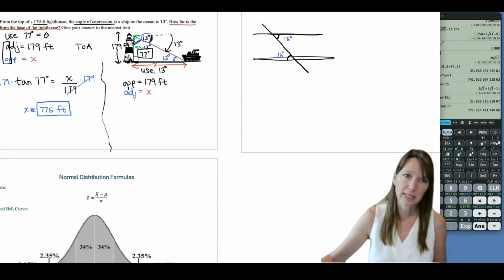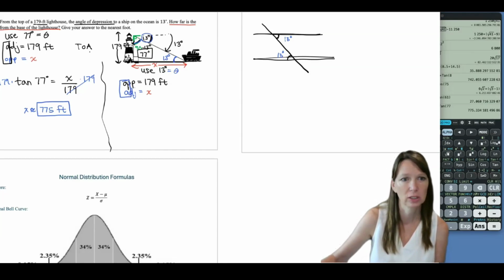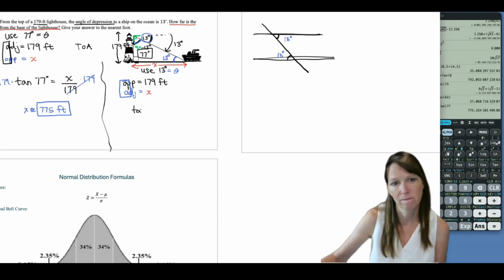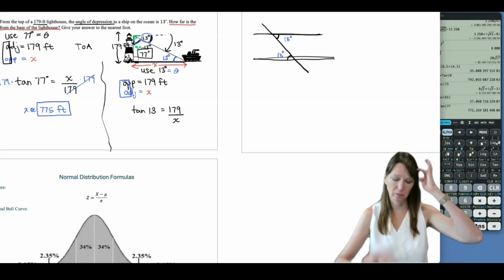Okay, let's set up the second way. If you used 13 degrees as your angle, you still have adjacent and opposite. So I'm still using tangent, but I'm going to use the 13 degrees, and that's equal to, remember, opposite first. In this case, the opposite was the 179, and your adjacent is x. So those have kind of flip-flopped, right? They've inverted.